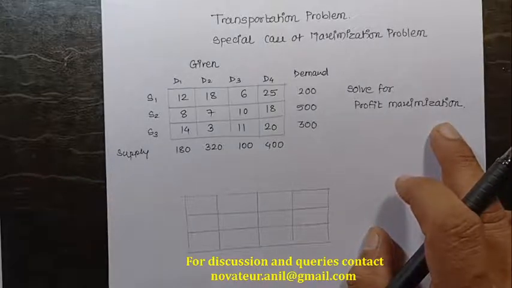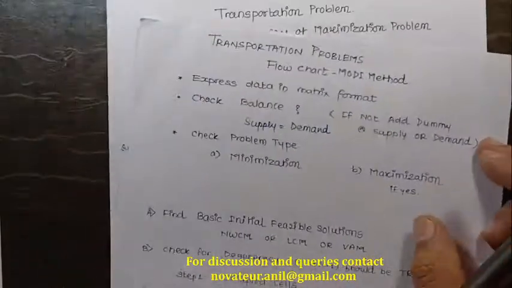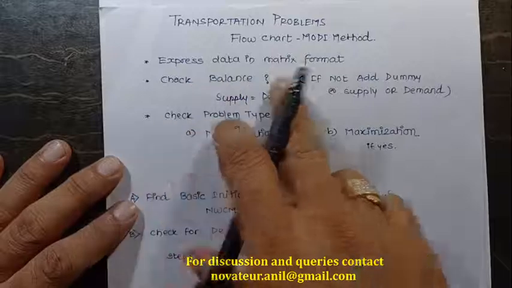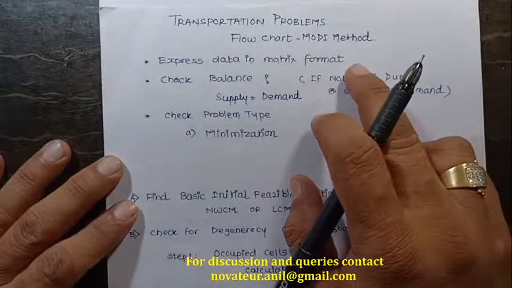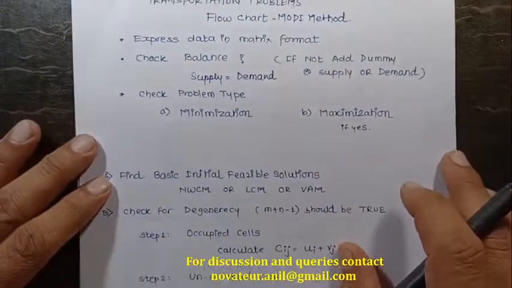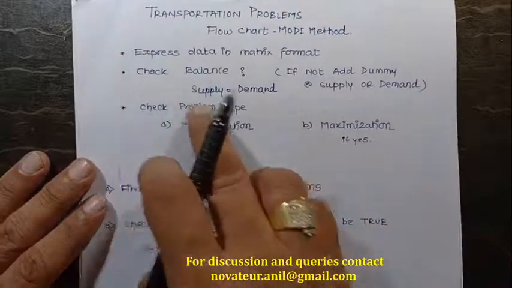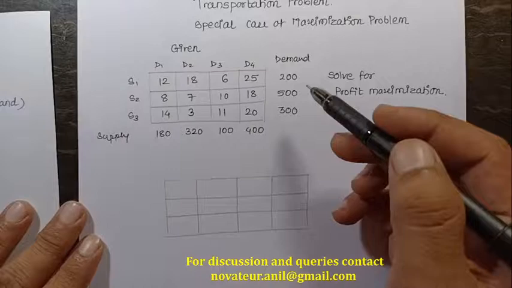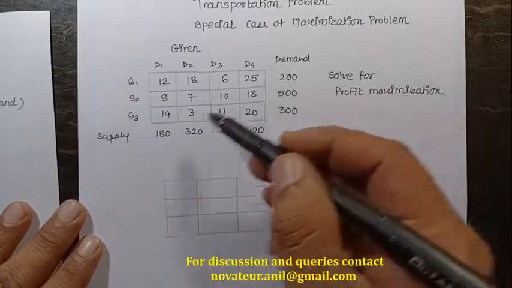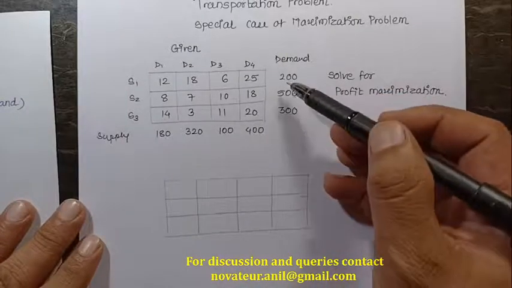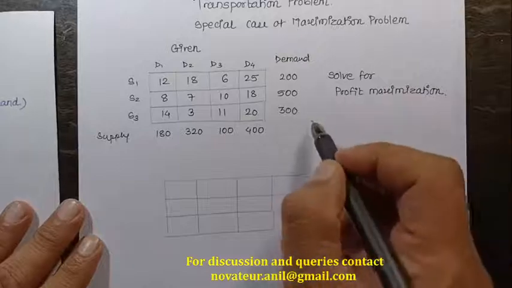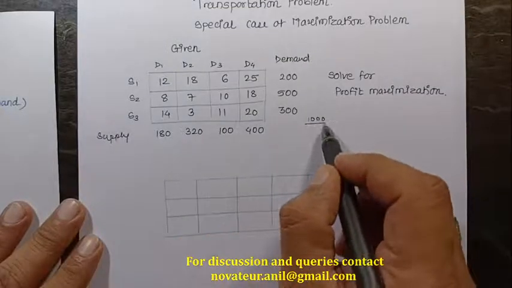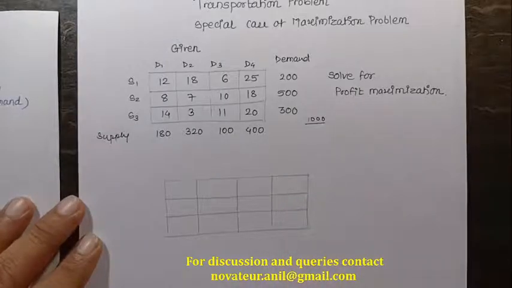In order to solve any transportation problem, we need to follow certain steps, as we have discussed. First, whether it is expressed in matrix form. Yes, it is already given in matrix form. Second, we need to check whether it is balanced or not. For the check of balancing, let's calculate demand and supply. That should be equal: 200 plus 500 plus 300 is 1000, and calculating the other side is again 1000. So it is a balanced problem.